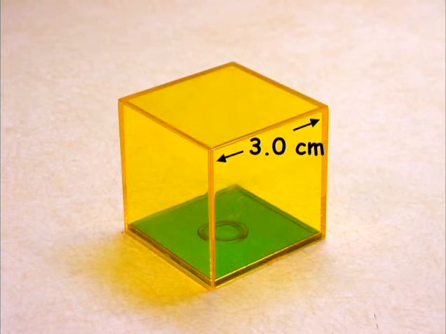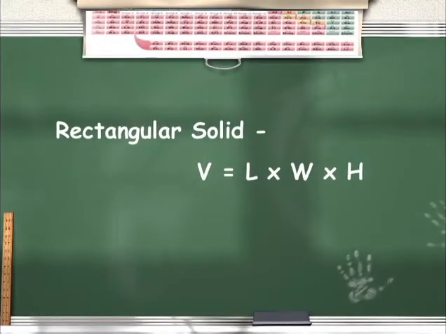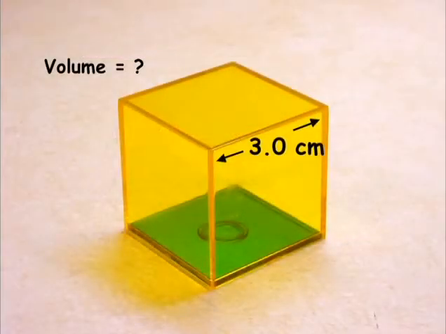You should remember from math class that the volume of a rectangular solid is equal to its length times width times height. Are you writing this down? The volume of a rectangular solid is equal to its length times its width times its height. Apply that principle to this cube and see if you can calculate the volume. Jot your answer down in your notes.